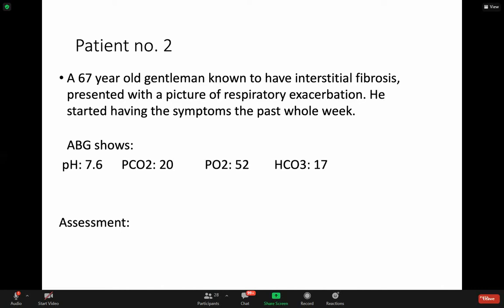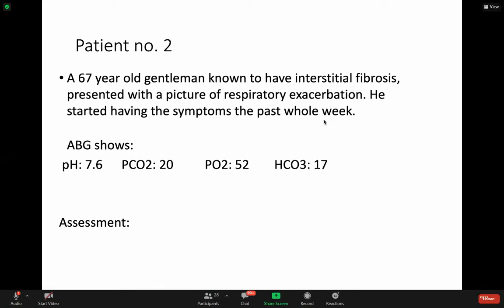Second, I have to know whether it's compensated or whether there is a mixed metabolic disorder. So let's look at the bicarb. The question that comes up here is: is this acute or chronic? It is chronic. True, he came with exacerbation, but pay attention to the word I said in the history, because the history is very important.